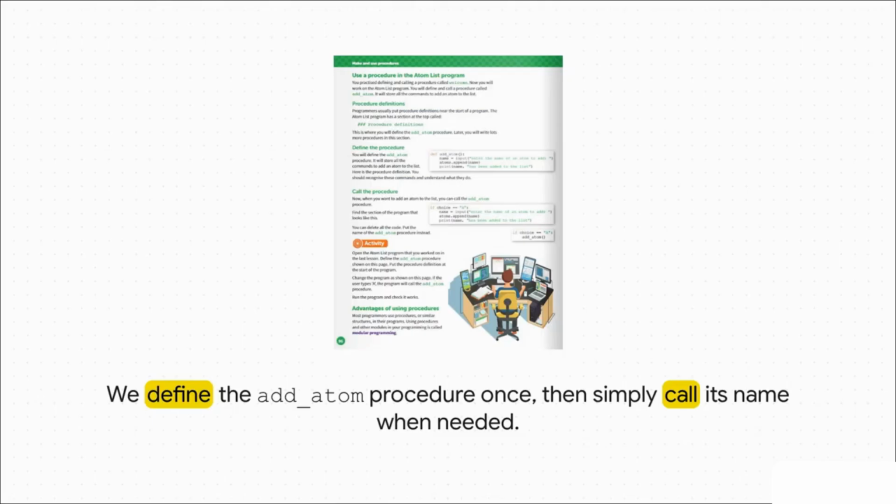And here you can see exactly what I mean. On the left, we define the procedure add_atom. That's kind of like writing down the recipe for adding an atom. Then over on the right, when the user chooses A, we just call that recipe by its name. See? We don't have to rewrite the instructions every single time. We just say, hey, use that add_atom recipe right now.